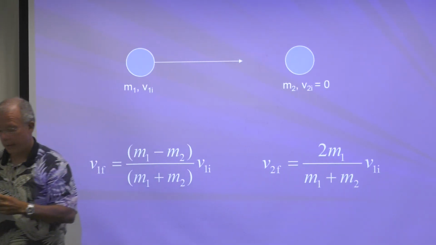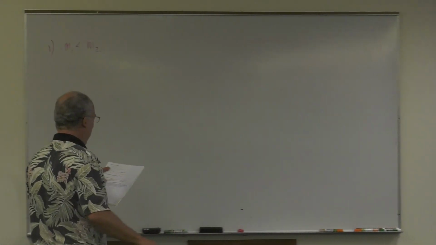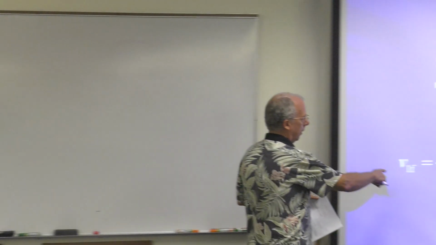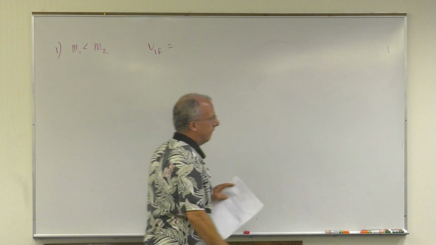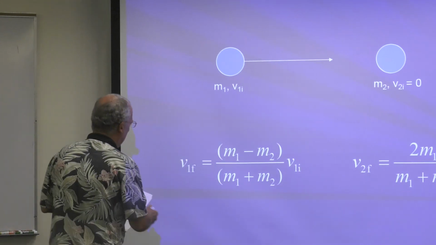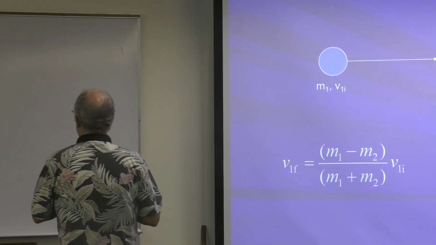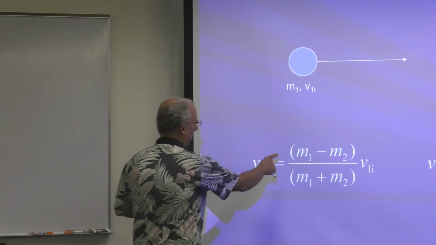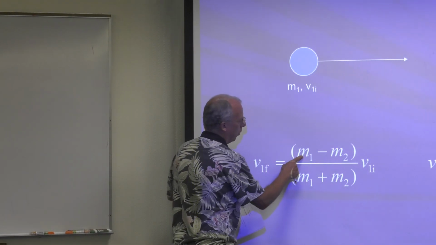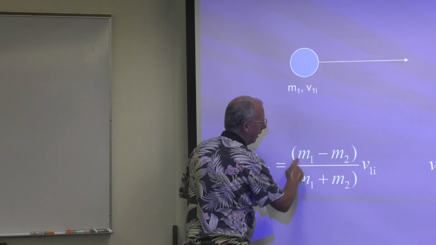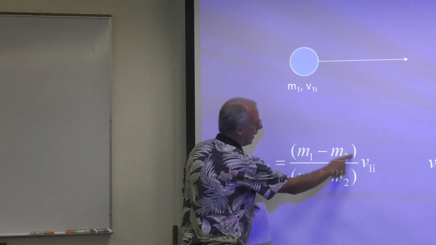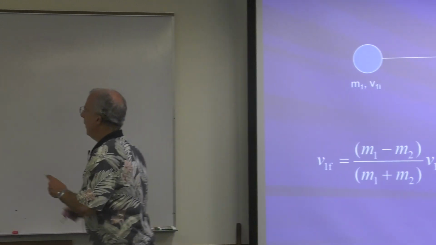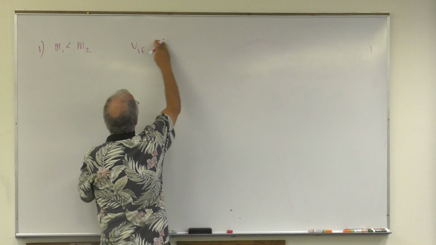Well, let's figure it out. Let's use the equation for V1 final. Let's just do this one. Now notice it says M1 minus M2. I said that this one is less than that one, so this is 1 kilogram, this is 2 kilograms. This is going to be negative, and this is going to be positive. So that means V1 final is going to be some negative number times V1 initial. So V1 final is going to be less than 0.